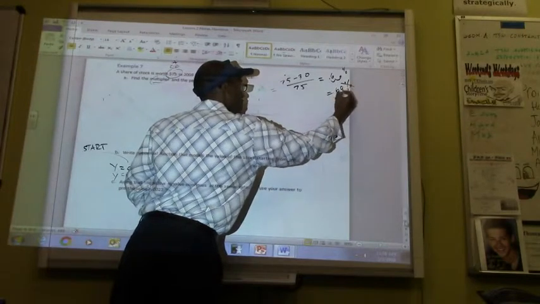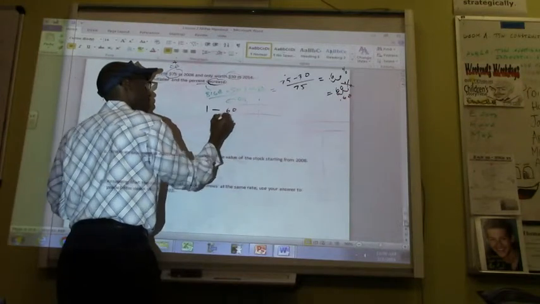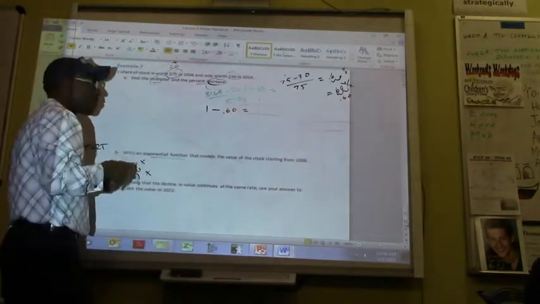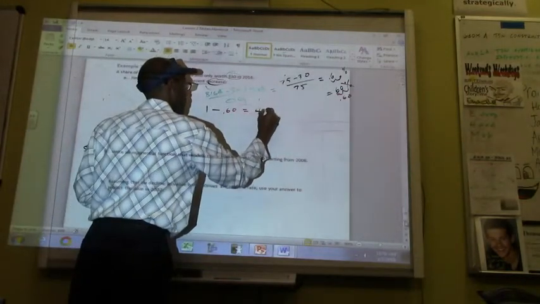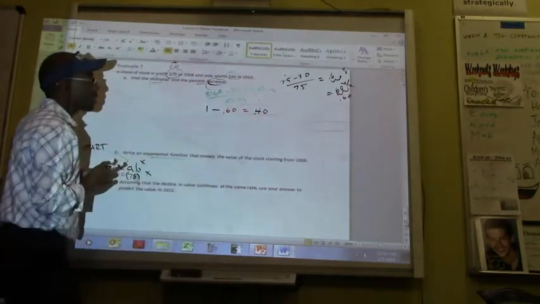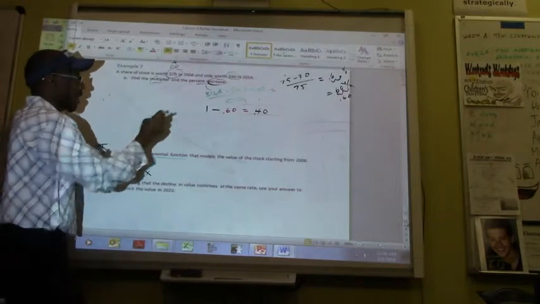Turn it into a decimal. That 0.60 that I just did here. Anybody know how much $1 take away 60 cents is? 40 cents is correct. That 0.40, what did I just find out there? I found out the percent decrease is that thing up there, and this is the B.